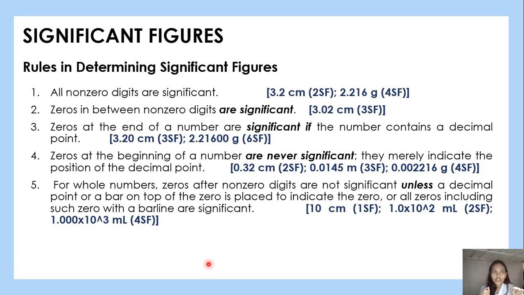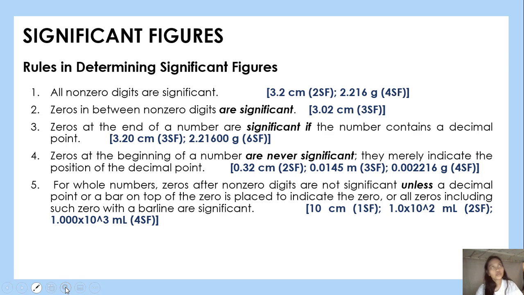However, if we translate 1000 ml into 1.000 times 10 to the power of 3 ml, that means it is already in decimal form. So that accounts for the 3 zeros after the decimal point. So just like the example here, this automatically has 4 significant figures. So that is the power of the decimal point, guys. Those are the rules in determining significant figures.